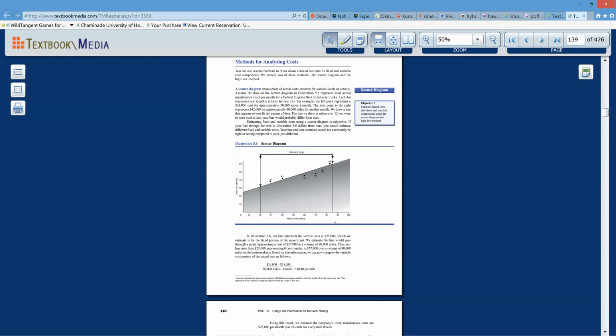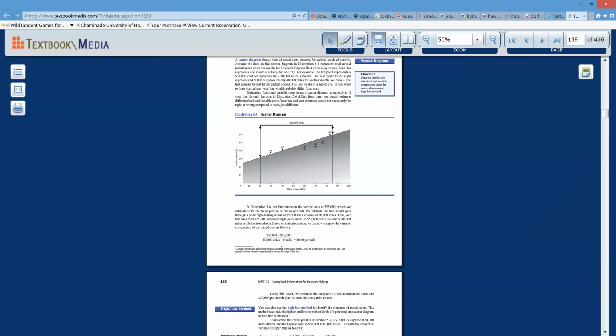We also know that at 80,000 miles, we draw a line straight up to hit our estimated straight line, and then we go across, and we see that that is about $57,000. What we're trying to do here is compute the variable cost portion of this mixed cost. We do that by taking the $57,000 cost at the 80,000 miles and the $25,000 fixed cost at 0 miles. If we do the math, we see that works out to be 40 cents a mile. We'll see this again later. Excuse the dogs barking.